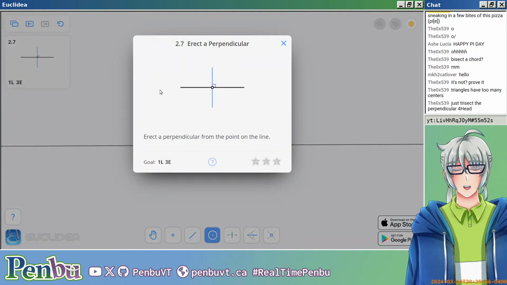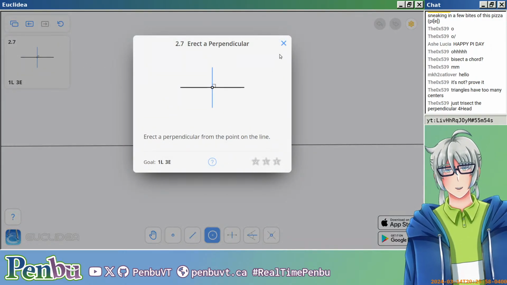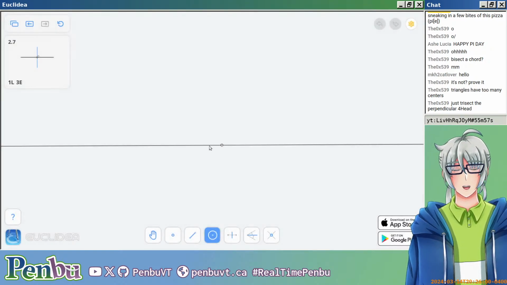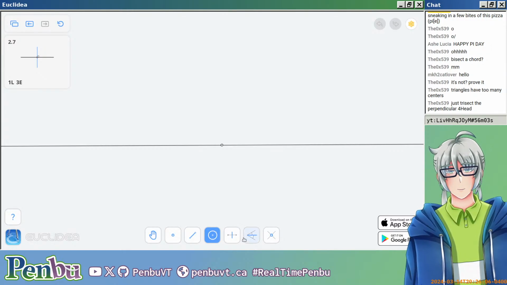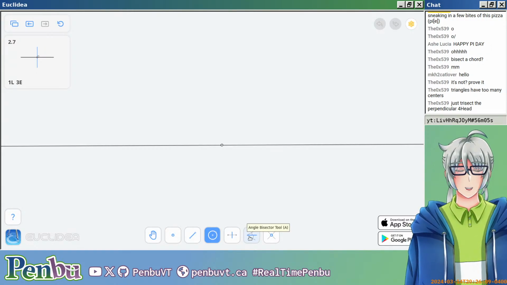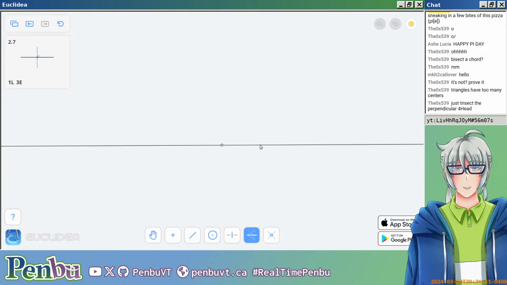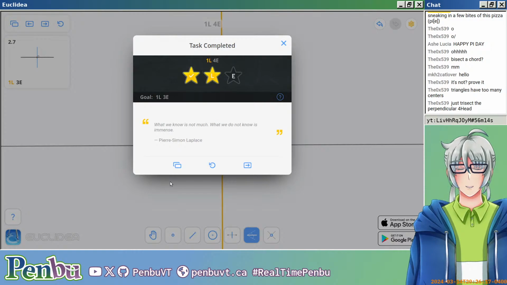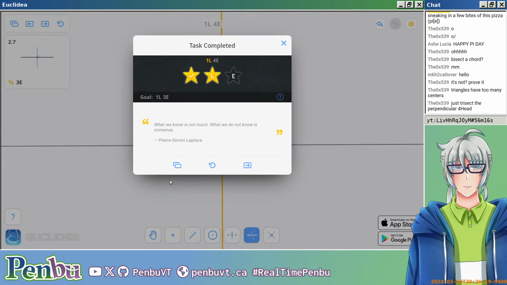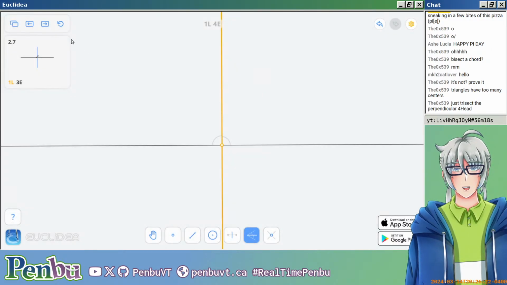Erect our perpendicular. So we have to do that from the point on the line and create a perpendicular out of that one. That's a little bit harder, I think. Or maybe not. You take this angle bisector tool, and then you just bisect the 180, and you get 90. So that's 1. But how do we do that with minimal elementary moves?